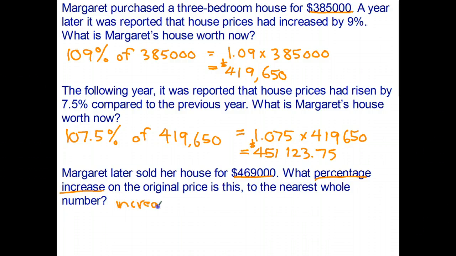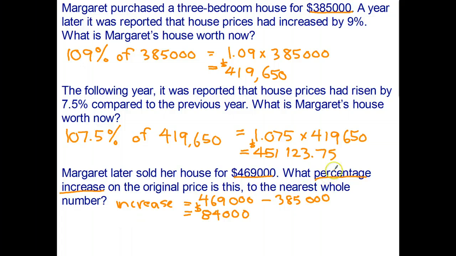So increase is 469,000 minus the original price, 385,000. Okay, I might do that on my calculator. 469,000 subtract 385,000, and she's made a profit or an increase of $84,000.